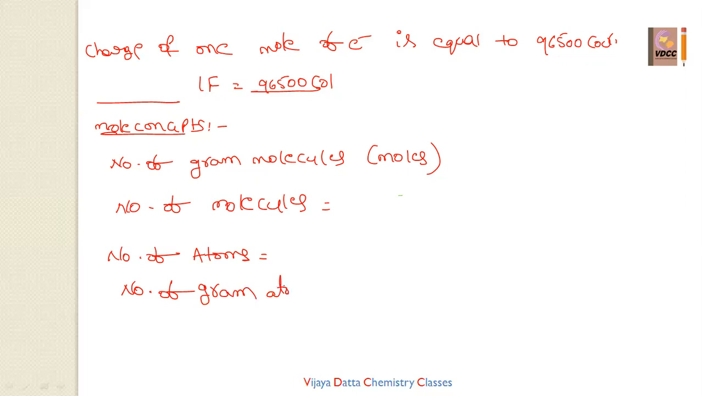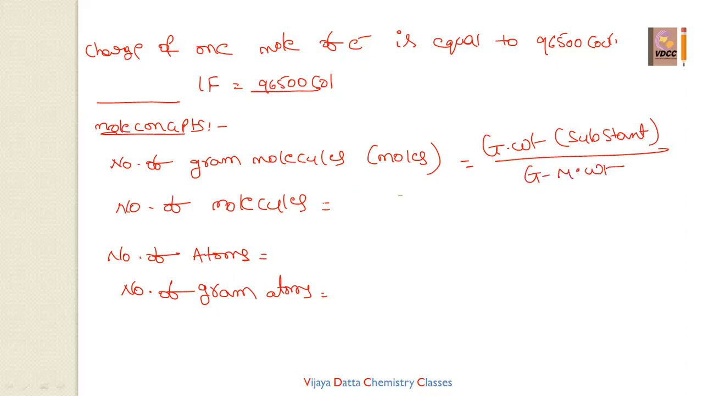So if anybody asks you to calculate how many moles are present, the formula for the number of moles or gram molecules in the mole concept is given weight of the substance by gram molecular weight. Suppose they ask to calculate the number of molecules. Number of molecules is given weight by gram molecular weight, that is number of moles, into Avogadro number, 6.023 into 10 to the power of 23.